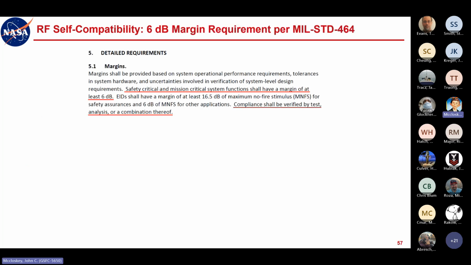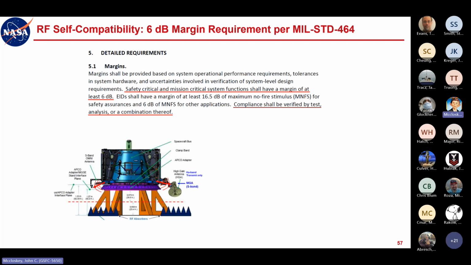So here's the verbiage from Mil Standard 464. Again, this is the sort of thing you're going to get from Mil Standard 464. It doesn't spell out all that stuff that I just said. It says safety critical and mission critical system functions shall have a margin of at least 6 dB. Compliance shall be verified by test, analysis, or a combination thereof. Well, the uplink signal counts as a mission critical function.